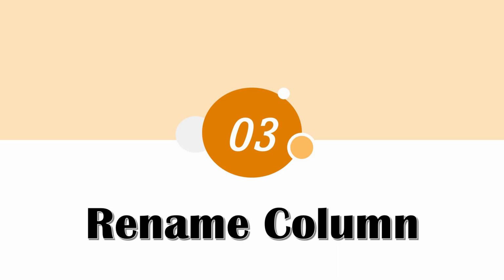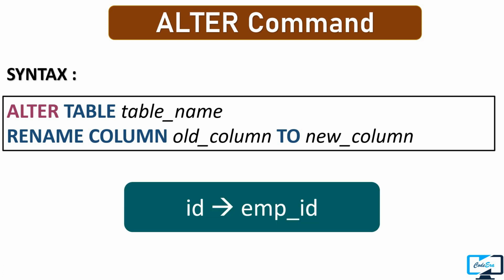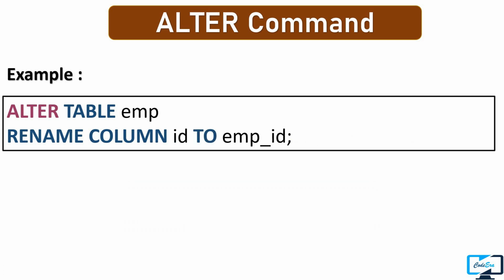So guys, to rename a column, we have to use this syntax. We will write alter table, table name, and then we will write rename column keyword. Then after this, we have to write our old column name, and then we will write to keyword with our new column name. So suppose we want to change the column name of ID to EMP ID. For this, we will write alter table EMP, rename column ID to EMP ID. So here ID is our old column name and EMP ID is our new column name.